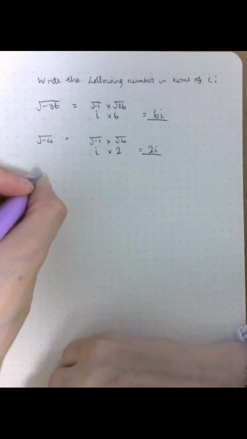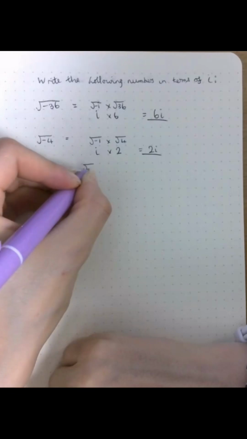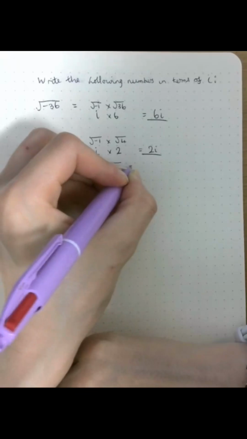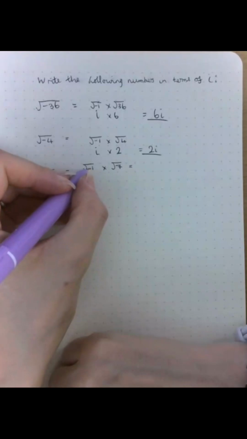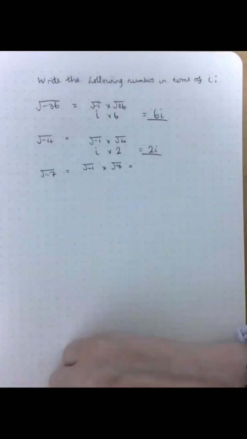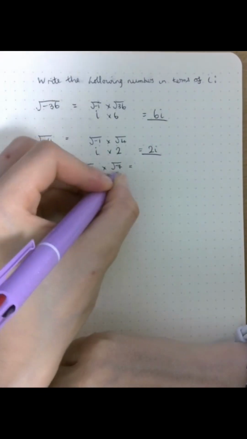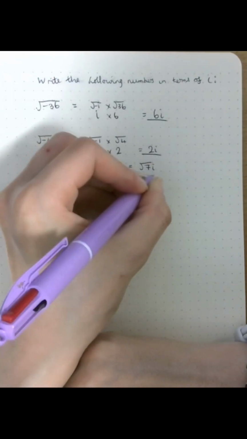Then the square root of -7, we can rewrite as the square root of -1 times by the square root of 7. Now in this case, 7 does not simplify any further. That is a surd, and we can't take any square numbers out of that. So that will just become i times by root 7, and that will just become root 7 i.